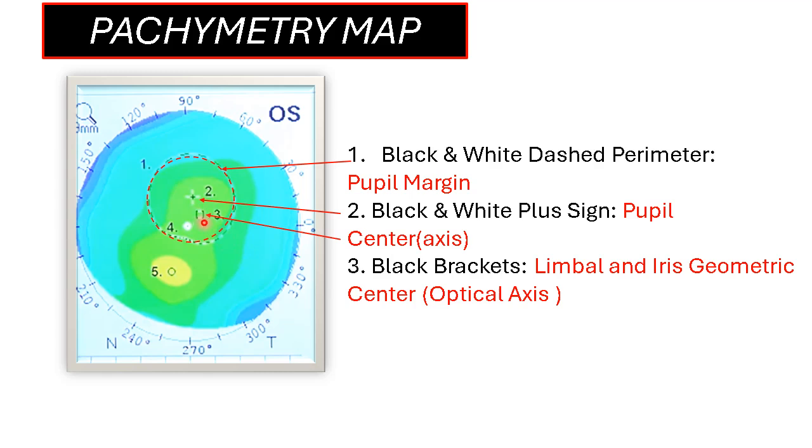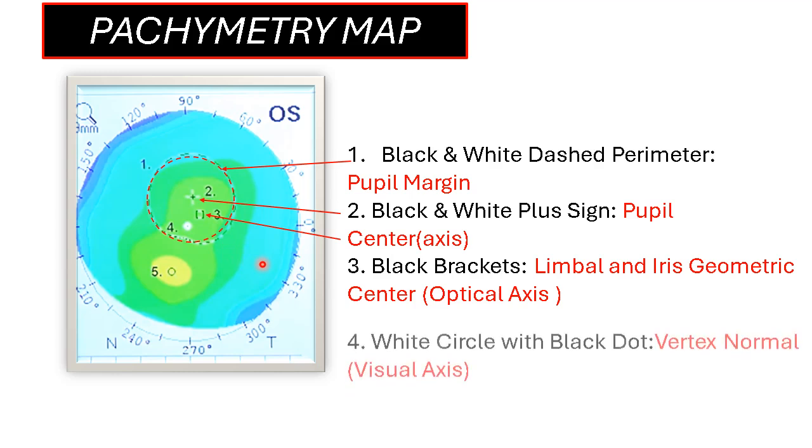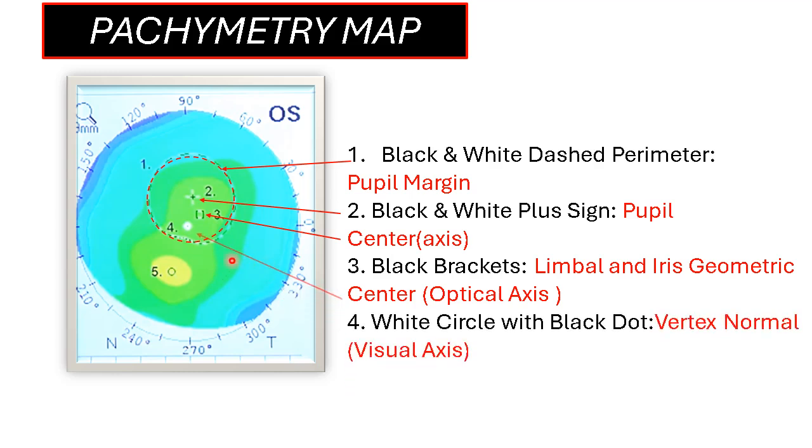This is the geometric center, or the limbal axis. This location is determined by measuring the horizontal white-to-white diameter, and in the center of this horizontal white-to-white diameter, exactly this is the geometric axis, and this is called the limbal axis. The other white circle here is reflecting the first Purkinje image.